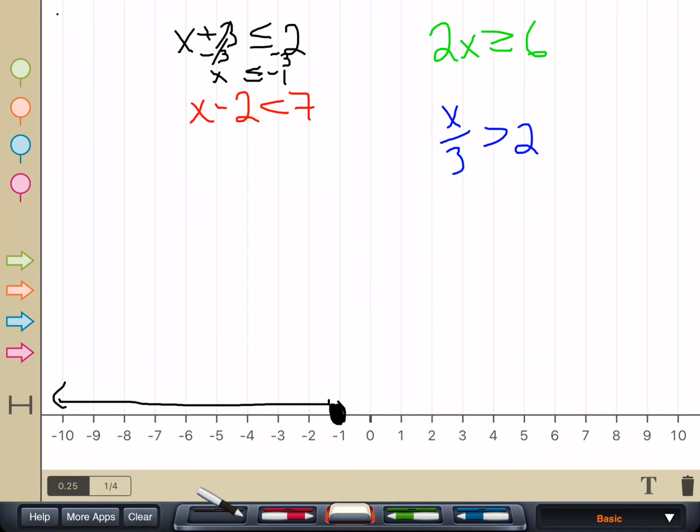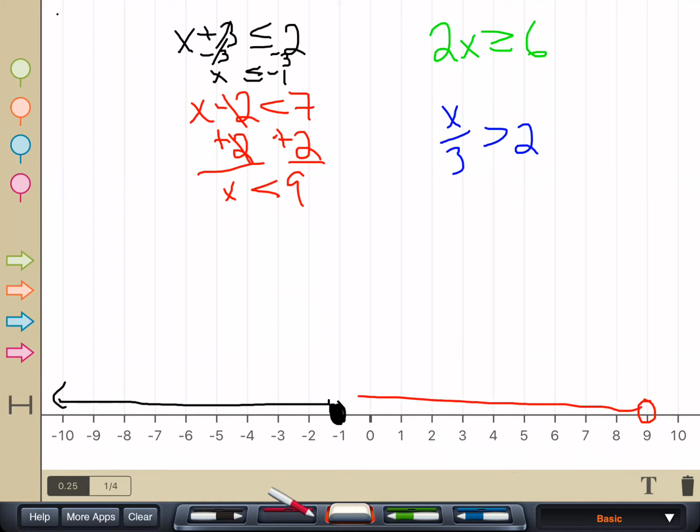Okay. Now for the red one, x minus 2 is less than 7. To deal with the 2, I'm going to add 2. And I'm going to add 2 to both sides. So these cancel out. I have x over here. It's still less than, and 7 plus 2 is 9. So this inequality would, whoops, see what I just did? There we go. So 9 doesn't count because it's not less than or equal to 9. It's just less than 9. So the circle remains open. And we draw our arrow this way.